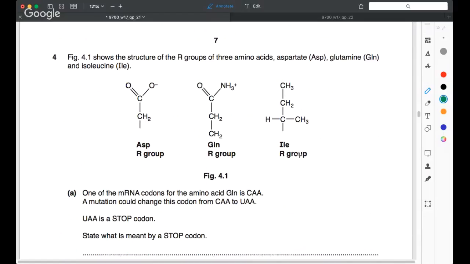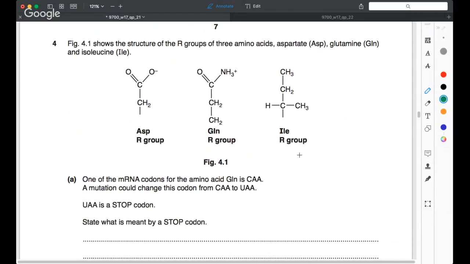When you're describing R groups, make sure you say polar or non-polar, and that's why it has hydrophilic or hydrophobic properties. But in terms of what makes it globular and water soluble, you've got it right. That's perfect. So let's move on.